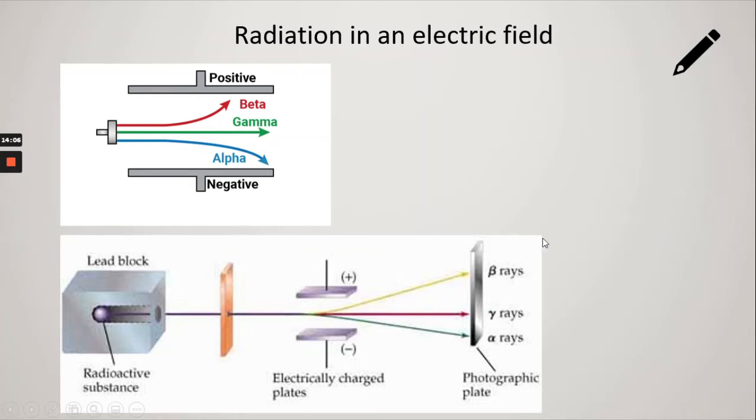You don't need to copy down both diagrams, but make sure, I would say, copy down the top diagram here. Another thing that's worth noting: why do you think the beta particles are deflected slightly more than the alpha particles? Can you think of any reason why that might be?